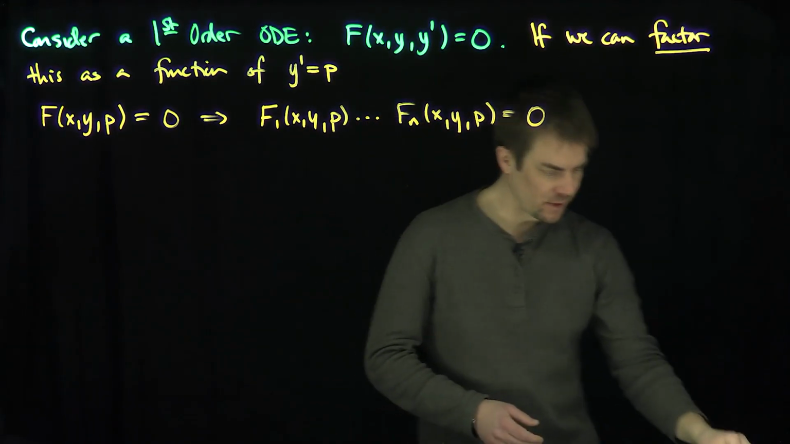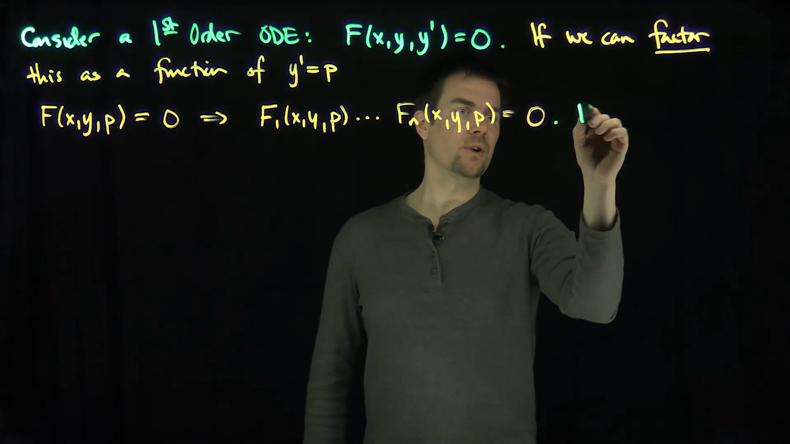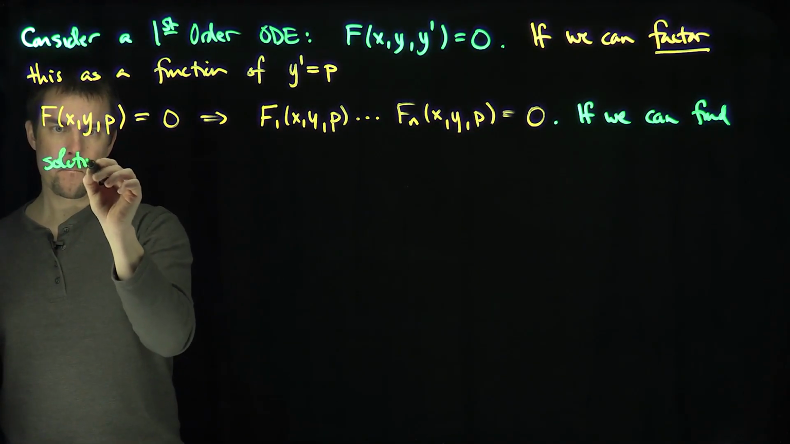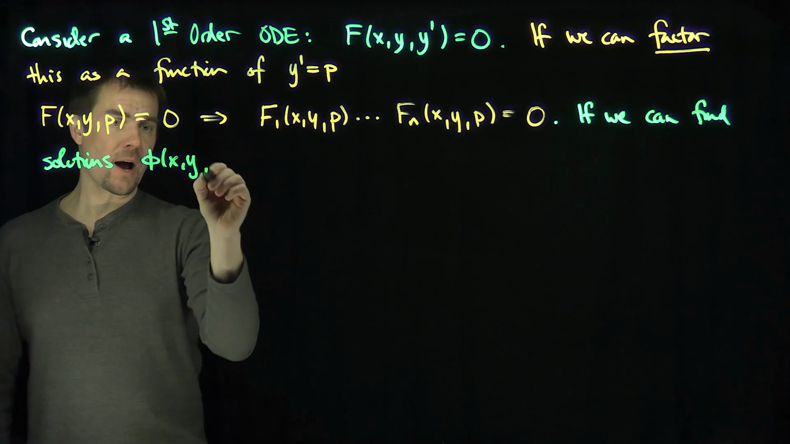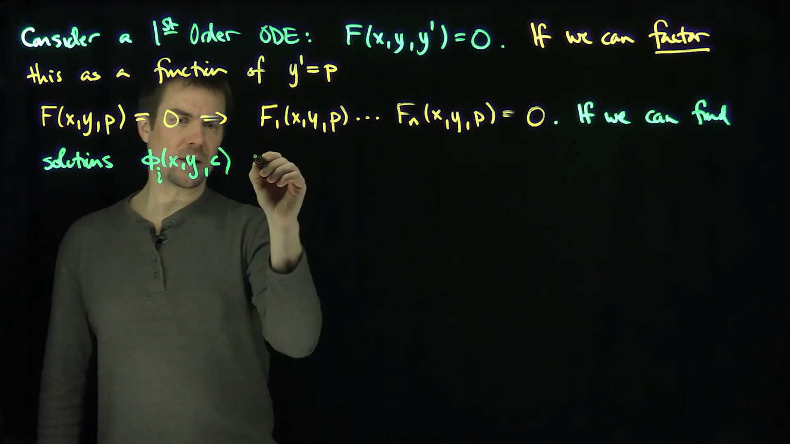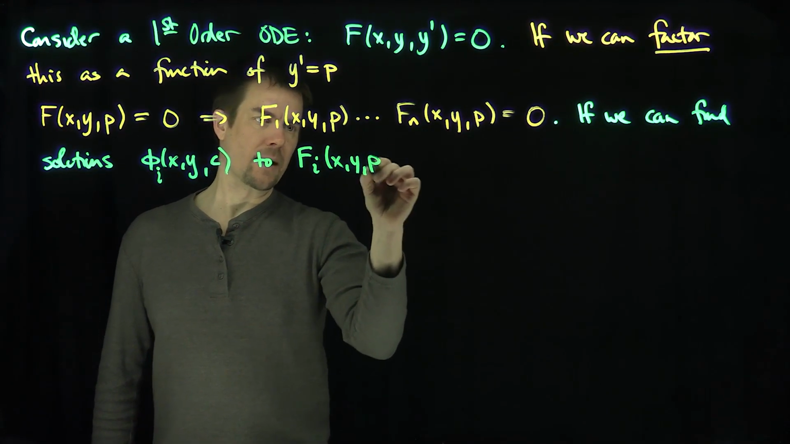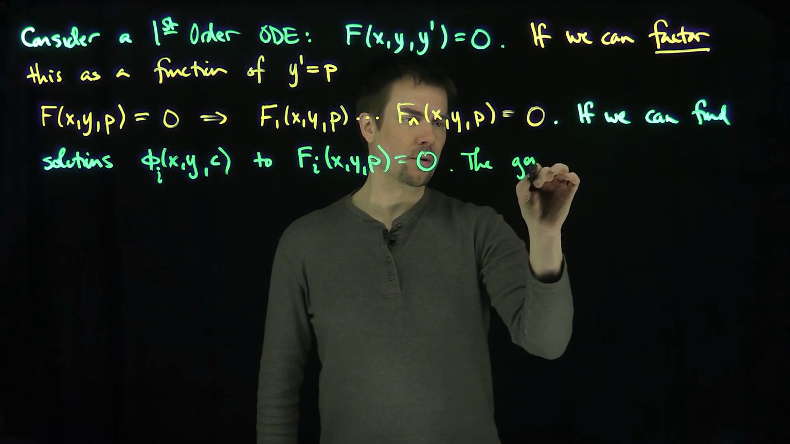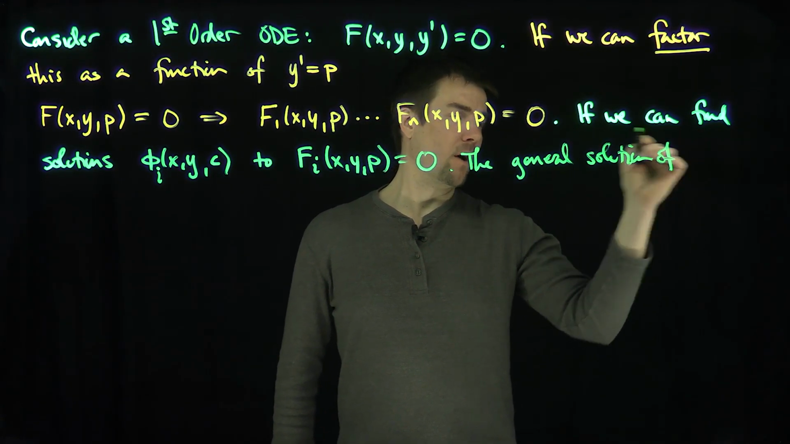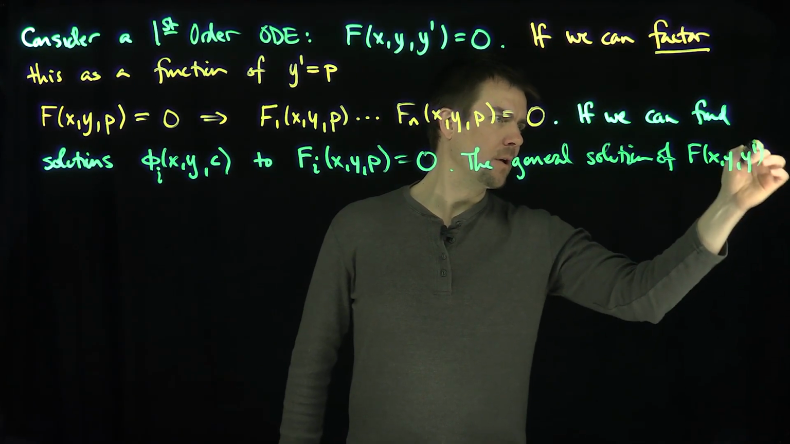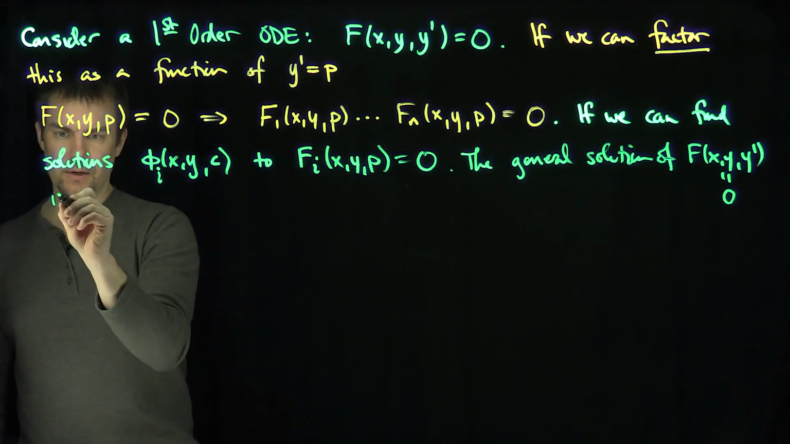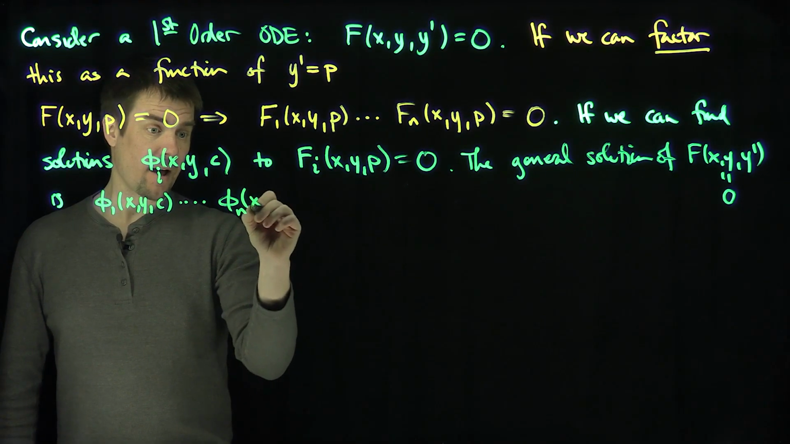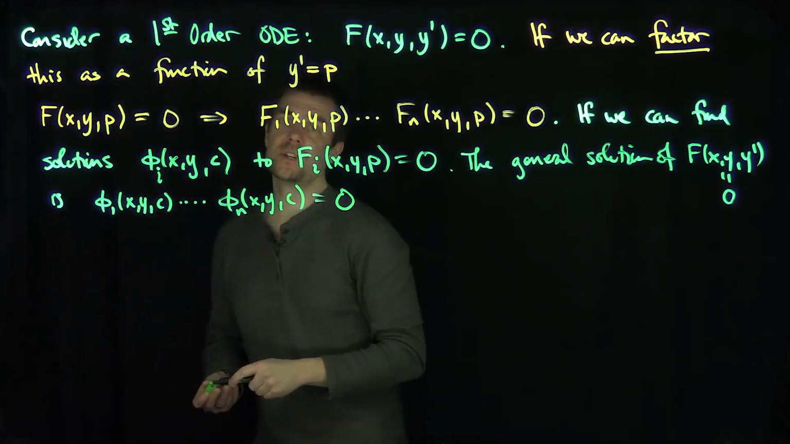I might have n distinct factors over here, and if we can solve each of these individual factors, if we can find solutions phi i of x, y, c to the equation fi of x, y, p equals 0, the one parameter family solutions to these individual factors, then the general solution of our original problem of f of x, y, y prime equals 0 is the product of these terms, phi 1 of x, y, c times all the way down to phi n of x, y, c equals 0. So let's see an example of this.